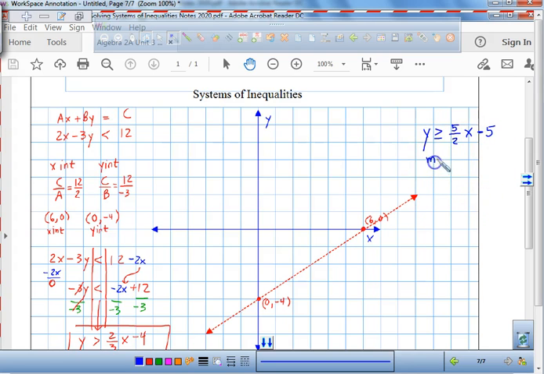Now, understand the slope of this inequality is going to be 5 over 2, and the y-intercept is going to be -5. So now we're working in our journal. Please put that in your journal.